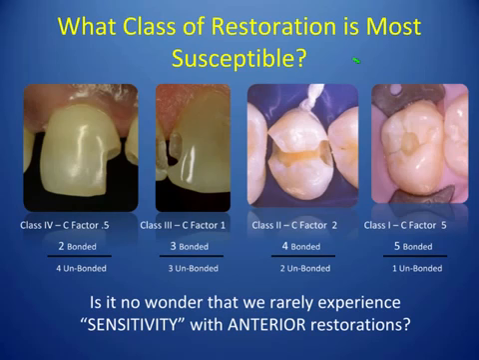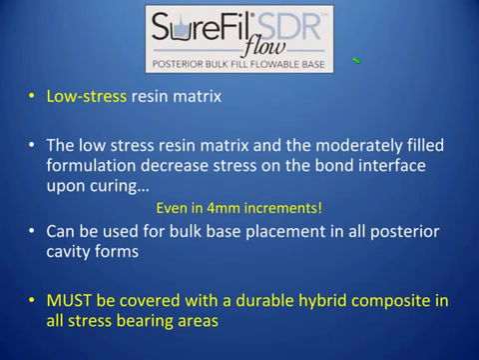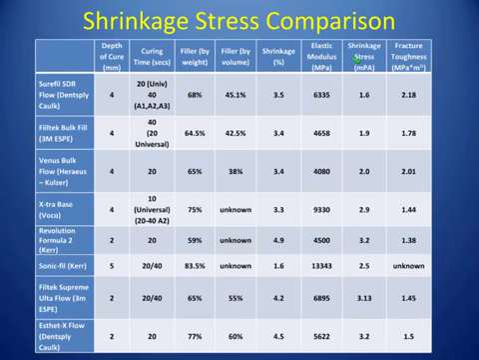So SureFil SDR flow, a bulk fill resin material, 4 millimeter increments for placement. There's comparative shrinkage stress tables for you to look at with your groups to let you see that even though this material has been on the market for 3 years, no competitors have really come close to what our stress numbers are. You can see the shrinkage stress numbers here, but volumetric shrinkage numbers are all very similar. So again, stress is a very relevant and applicable statistic that we're looking at these days when evaluating materials.